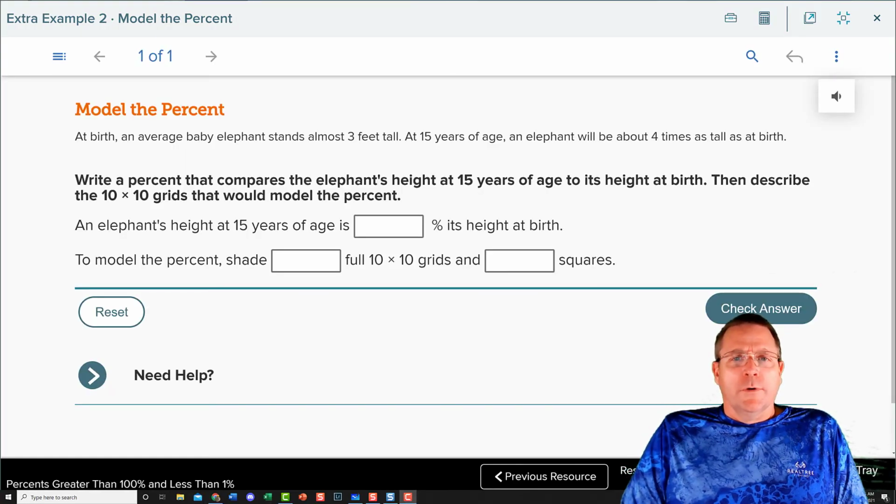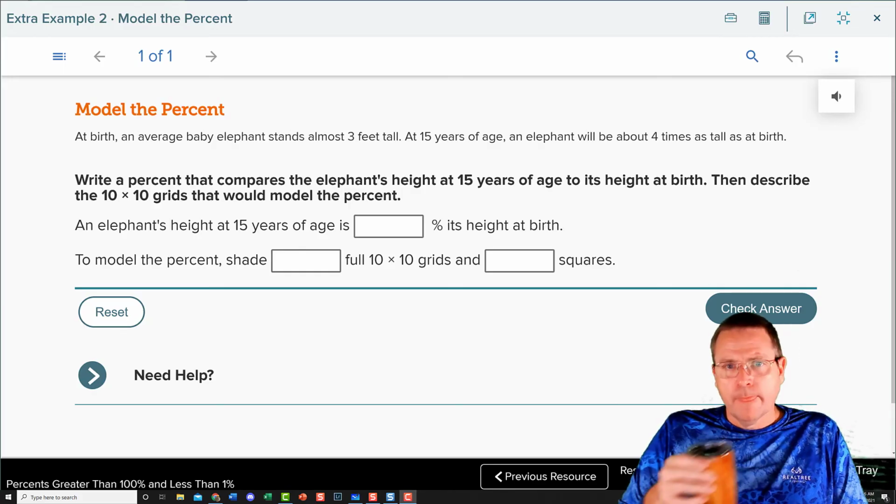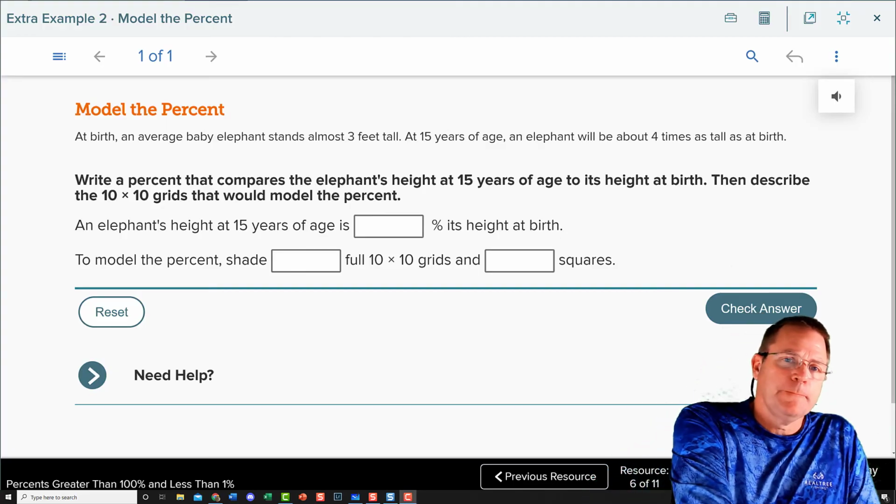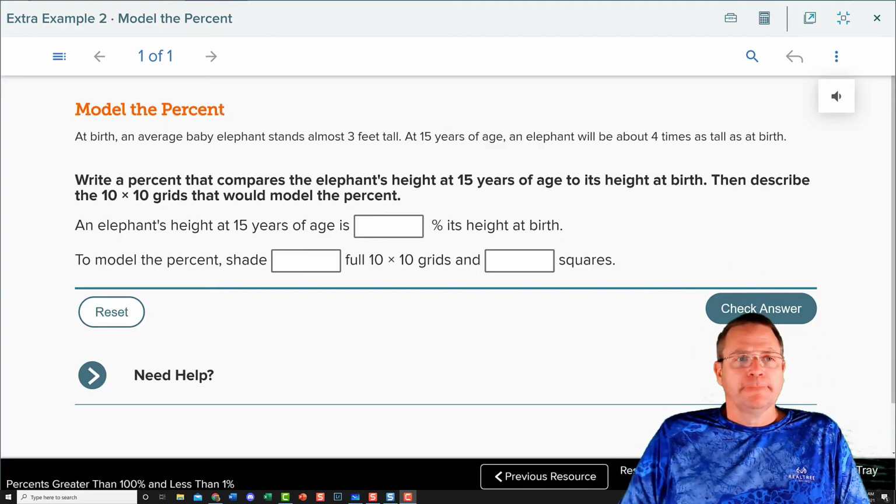Now it's your turn. Pause the video and solve this one on your own. Check your answers. Did you get it right?